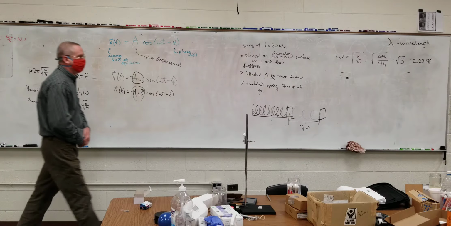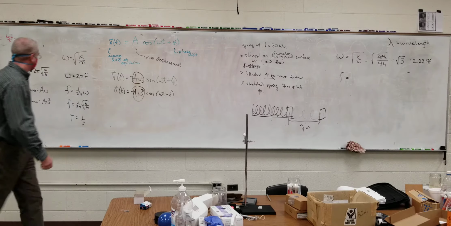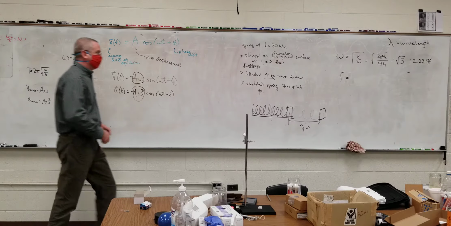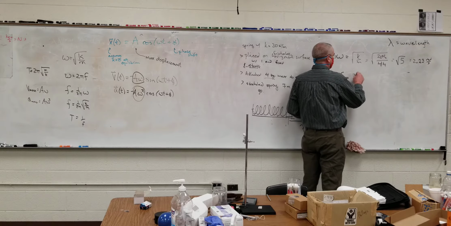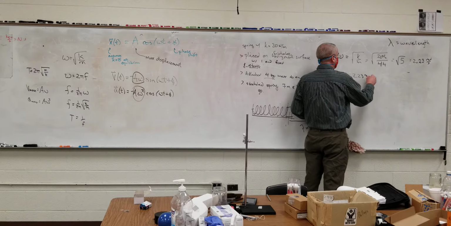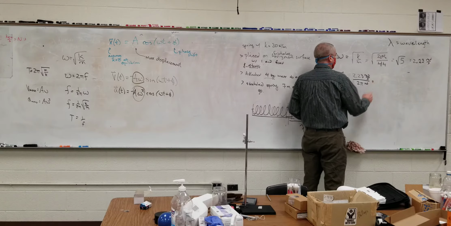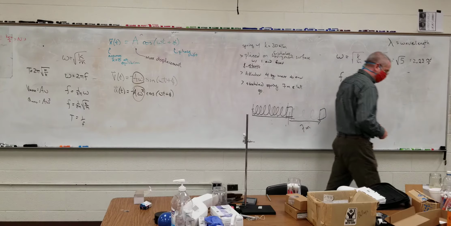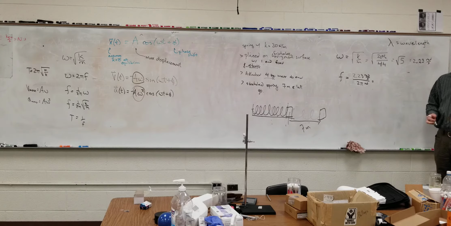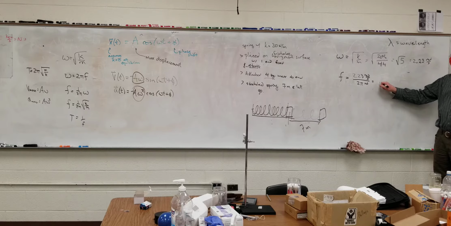It's 1/2500 angular frequency. Yeah. Right there. So this becomes 2.23 radians per second divided by 2 pi, technically radians. And so what do we get for the frequency? This seems like it should be somewhere around 0.35.